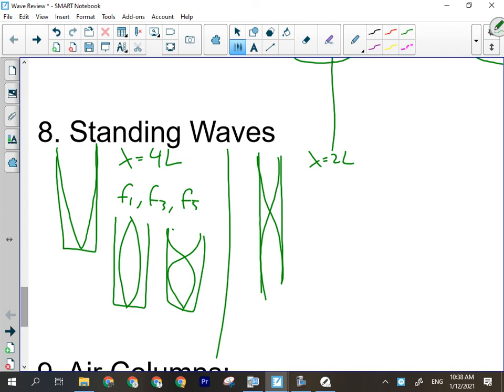There's never nodes at both ends of an open air column. So F2 would have a full wavelength in the tube with antinodes at both ends, and so on and so on. So it's important to go over that. That's something you'll need to know.